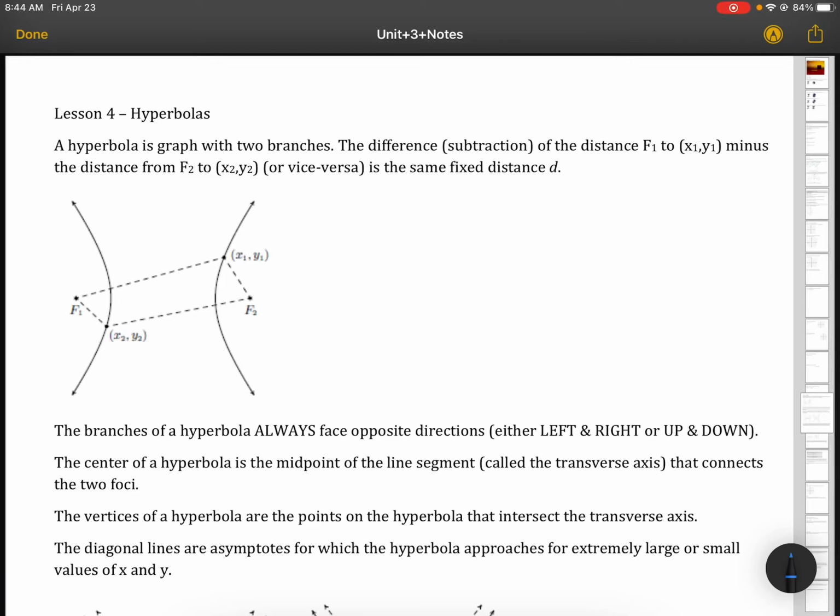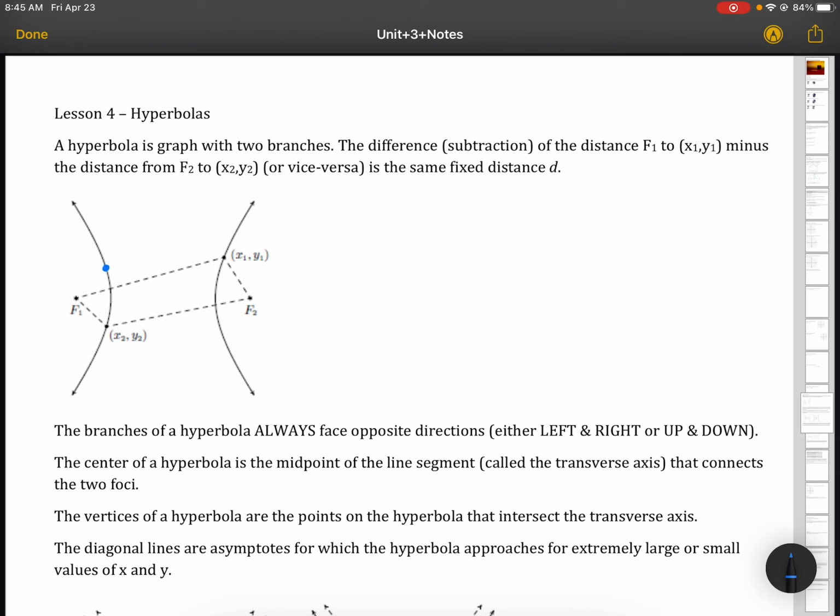Hey students, in this video we're going to discuss hyperbolas, the last conic section. So a hyperbola is a graph that has two branches, and it's a set of points where the distance from one point on the opposite branch to a focus is the same as if you take another point on the other branch and go to the other focus.